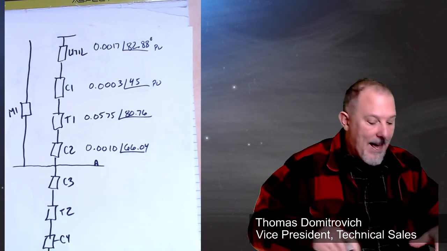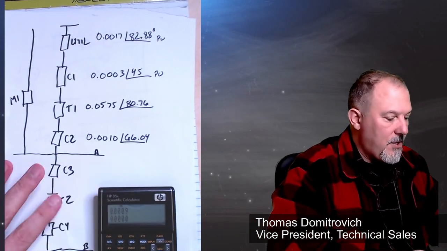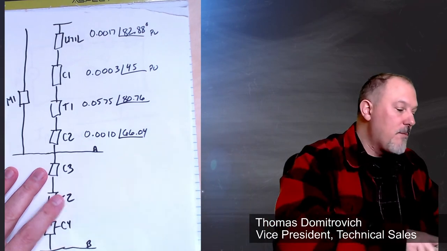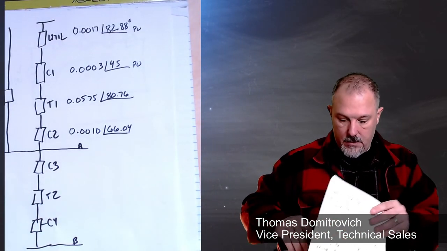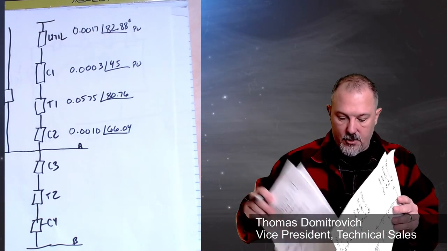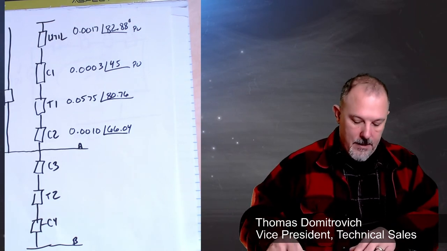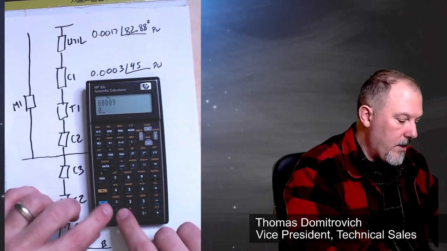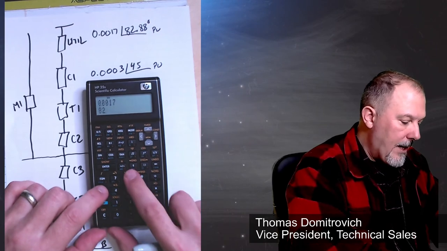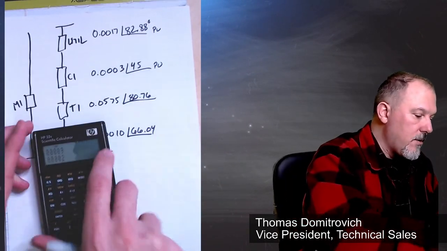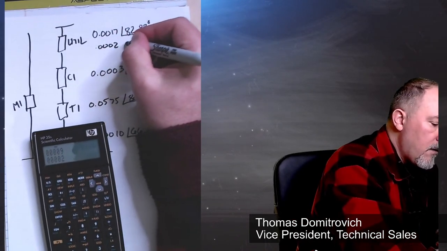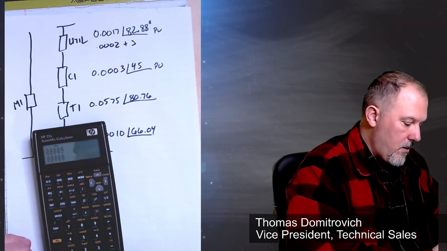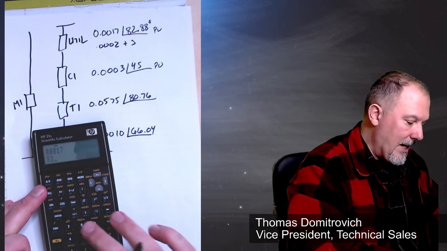Now, I'm going to add them in polar coordinates. You could break these down into real and reactive, which I could do. Conductor one, conductor two. You know what? Let's do it. So I've got 0.0017, and here's how we take that into rectangular: 0.0017 at 82.88 cosine times 0.0002 plus J 0.0017 at 82.88 sine.